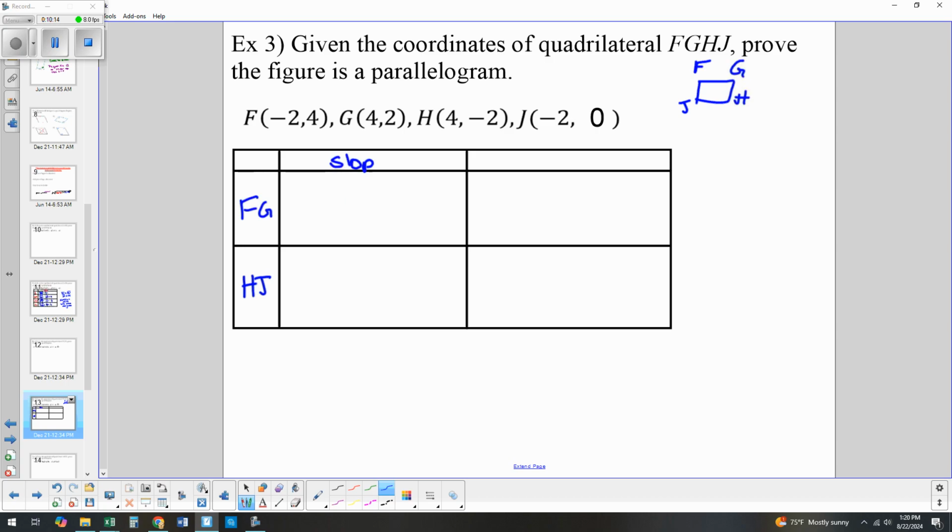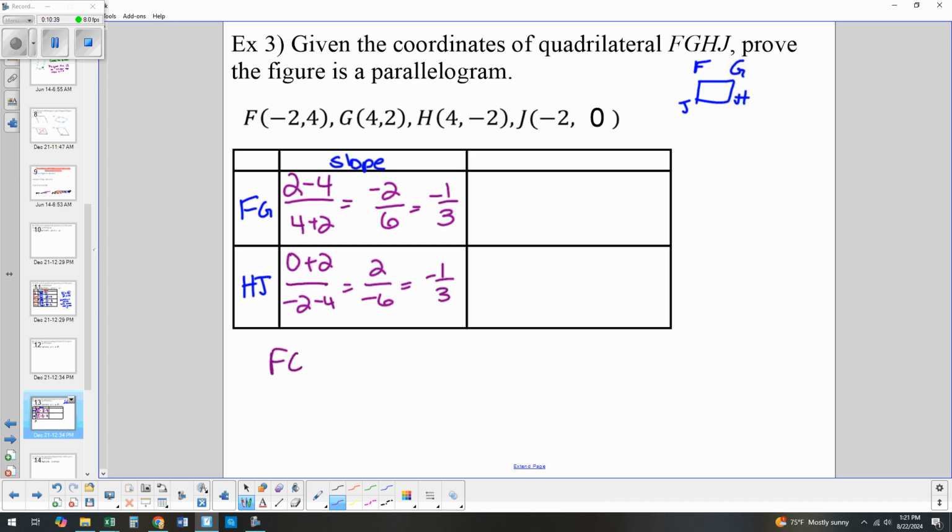So let's start with slope. So that's going to be 2 minus 4 over 4 minus negative 2. It's a slope of negative 1/3. And for HJ, we have 0 minus negative 2 and negative 2 minus 4. Slope of negative 1/3. So already I have shown that FG is parallel to HJ.